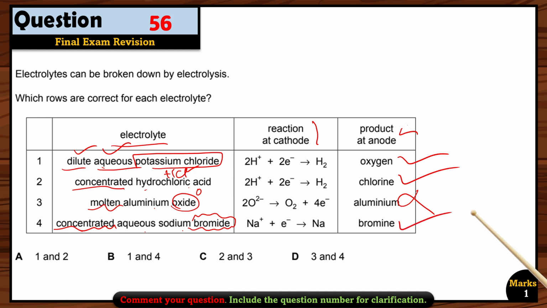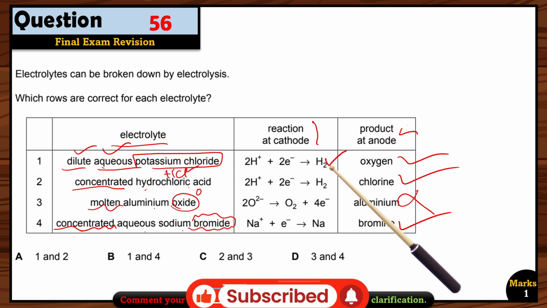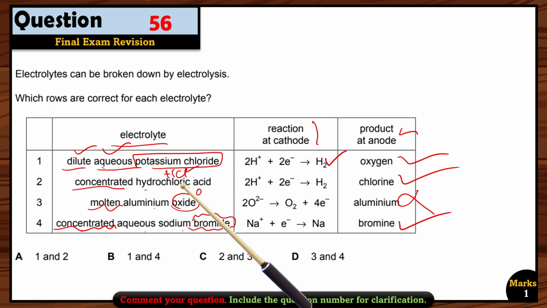Now let's see one by one the reaction at the cathode. Because it's aqueous, aqueous will always give you hydrogen at the cathode. Yes, you are going to get hydrogen at the cathode. That's right. Concentrated hydrochloric acid: again, it's aqueous, so you are going to get hydrogen at the cathode. Now let's see concentrated aqueous sodium bromide. It's aqueous, you are going to get hydrogen again. No, hydrogen is not there. So only 1 and 2 are right. That is option A.